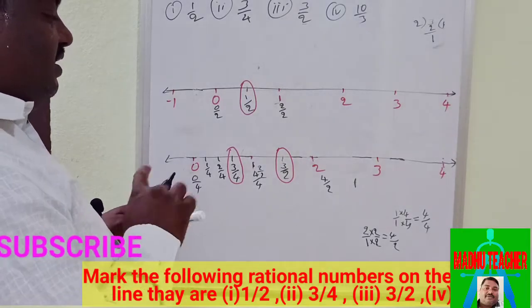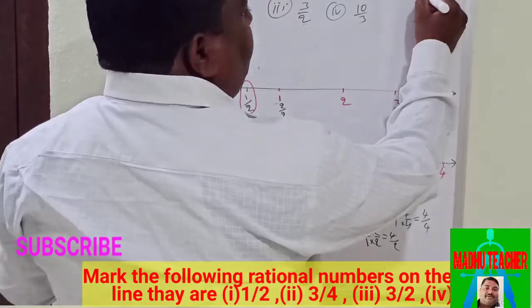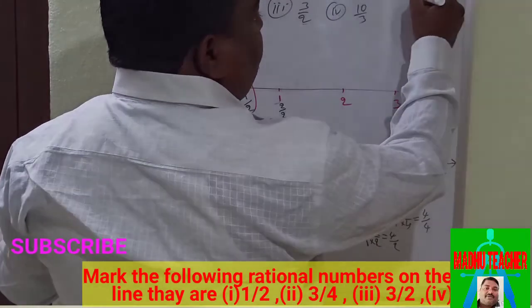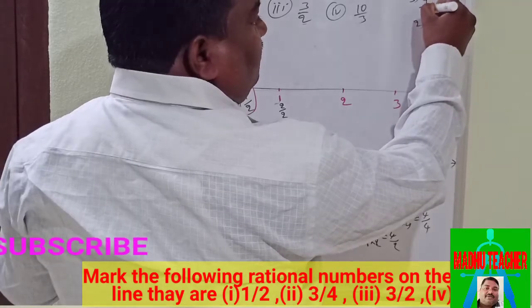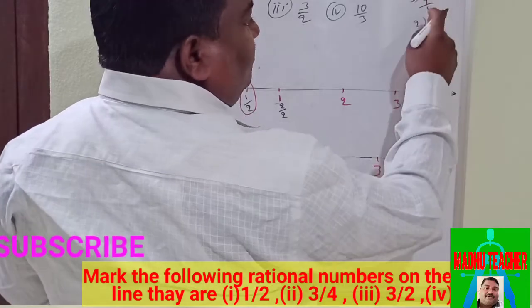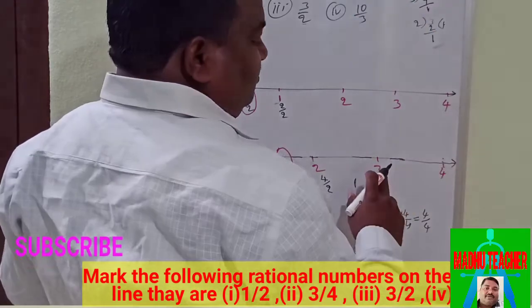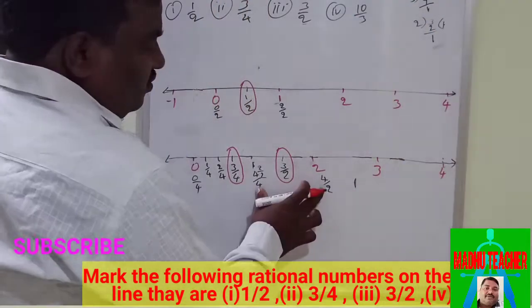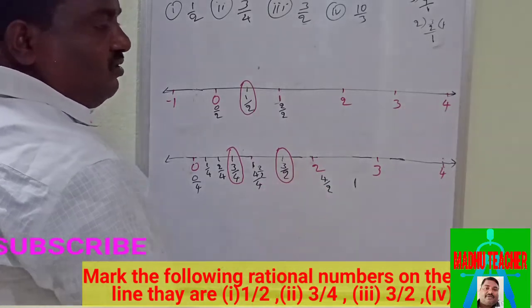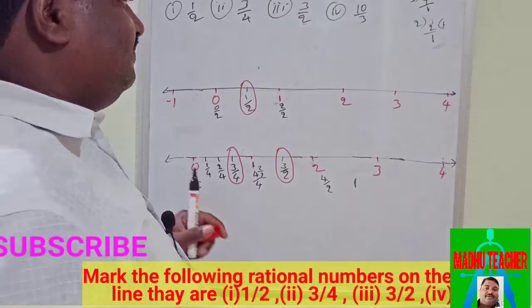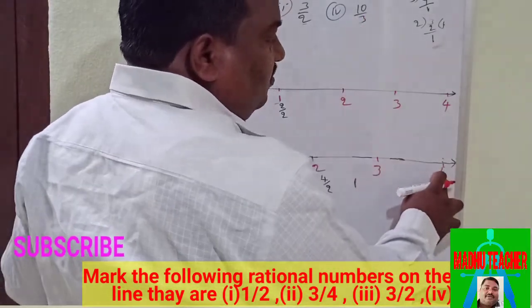Okay. Next 10 by 3. So 10 divided by 3. 3 3s are 9. 10 minus 9 is 1. 3 whole 1 by 3. That means it comes after 3. That means it lies between 3 and 4. You can do this in the next number line also, or you can do it in the same number line. So here it lies between 3 and 4.